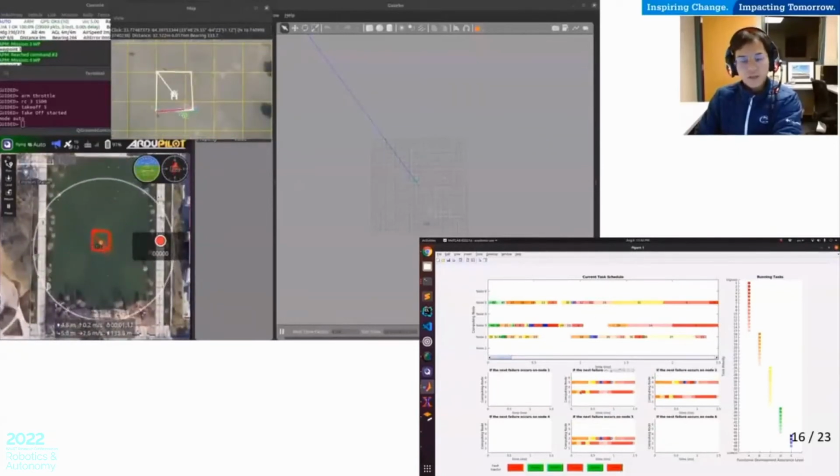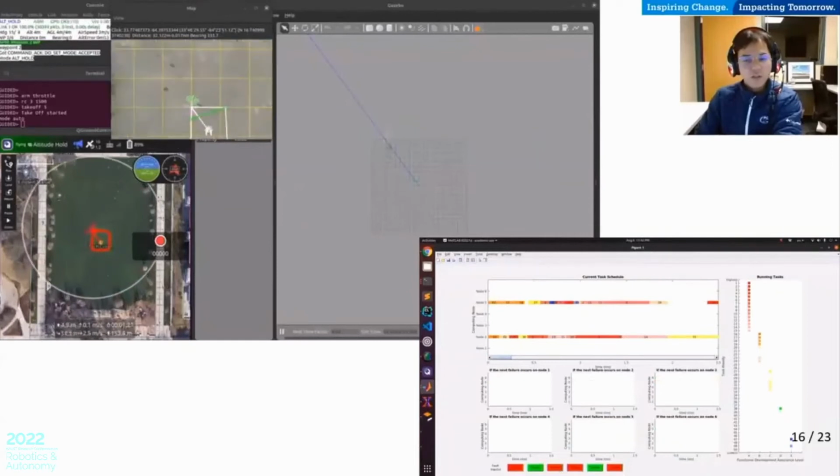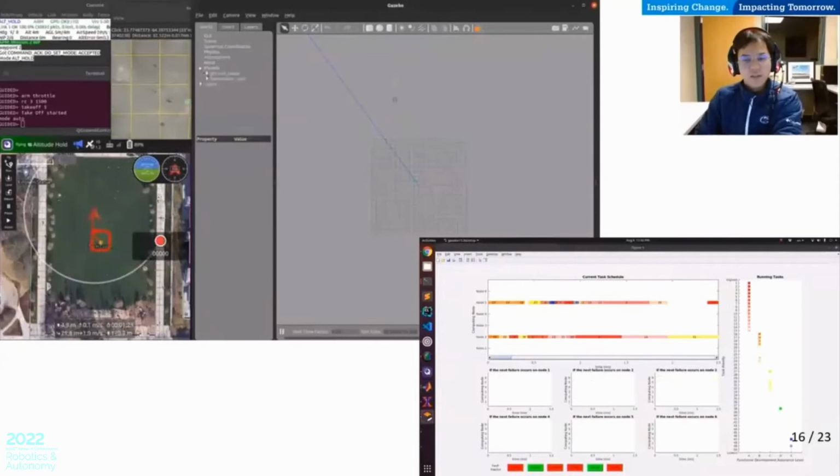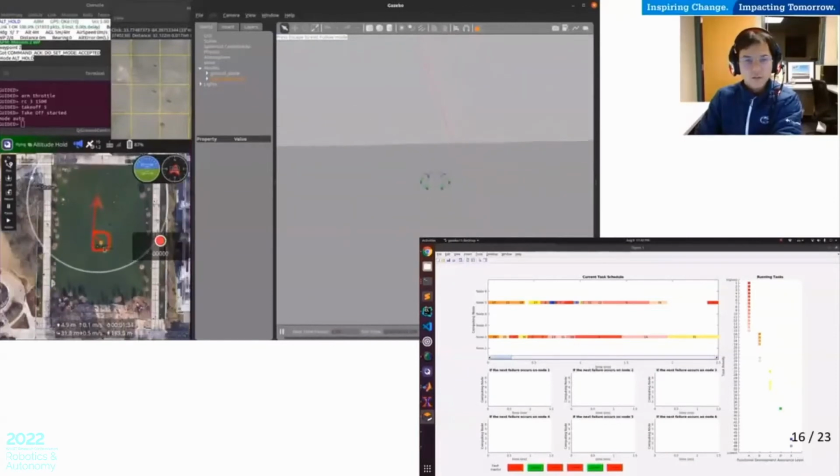You will see that another two failures will be injected, and then there will be altitude hold flight mode. There will not be enough resources to execute all the software applications. In this case, the vehicle will go into the altitude hold mode, and then it will land itself later on.